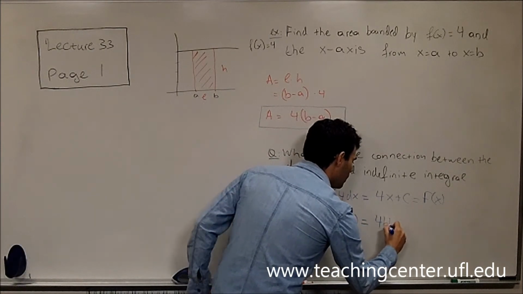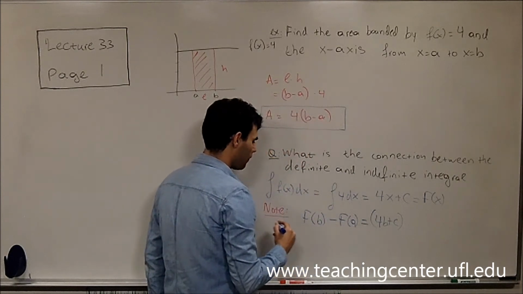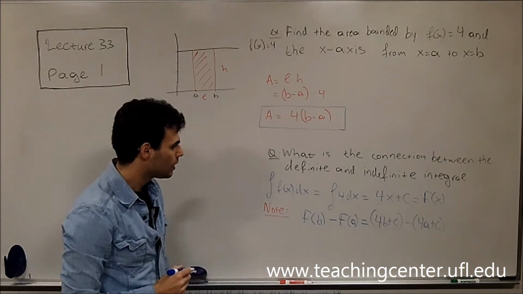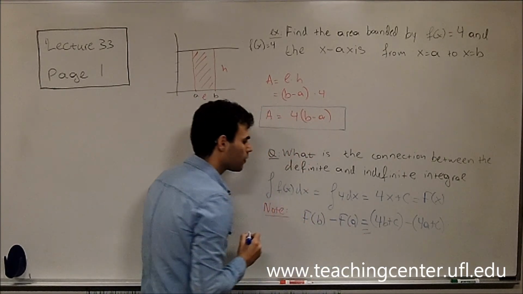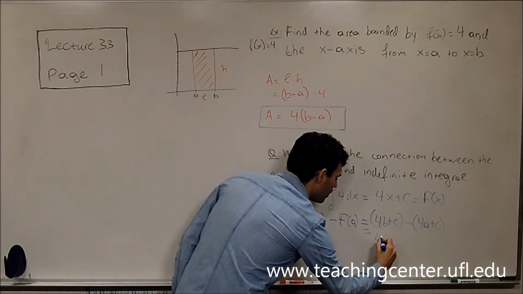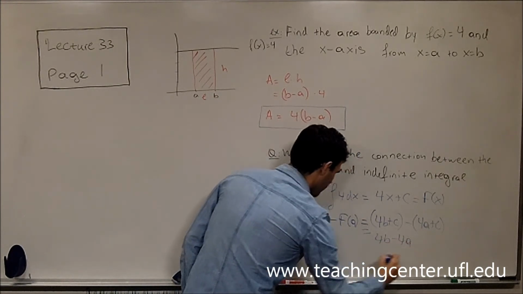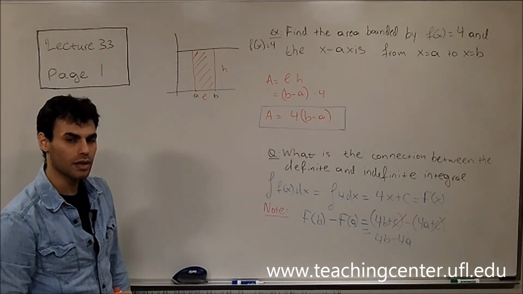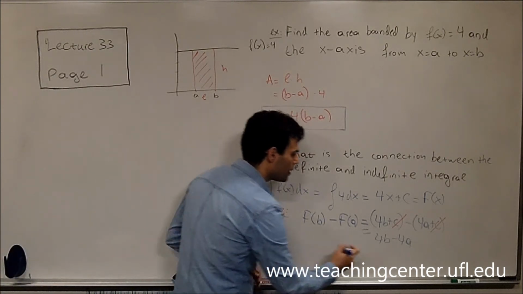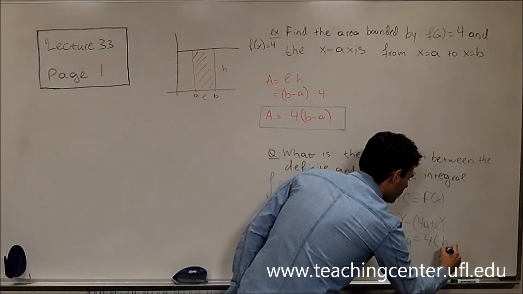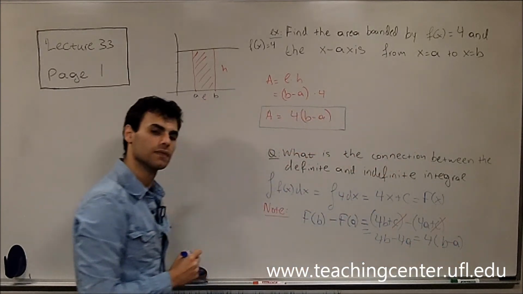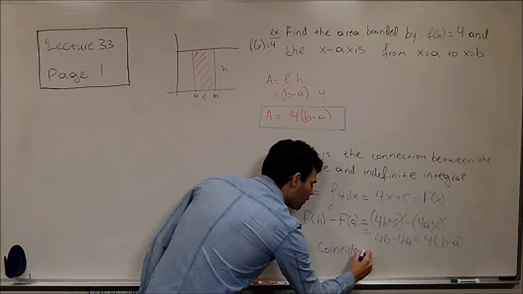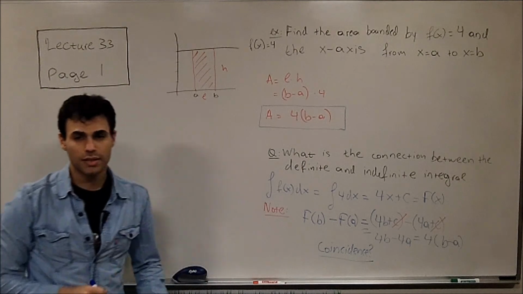You get 4b plus c, that's F of b, minus 4a plus c, that's F of a. And when you do the math here, you subtract, you just get 4b minus 4a, because the c's cancel out. Okay? And if I take 4 as a common factor, I end up with b minus a. Okay? Is that a coincidence? I think not.